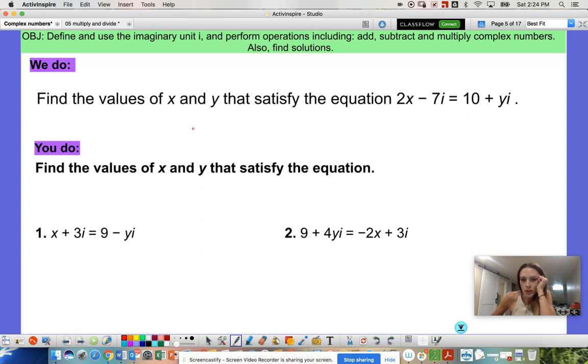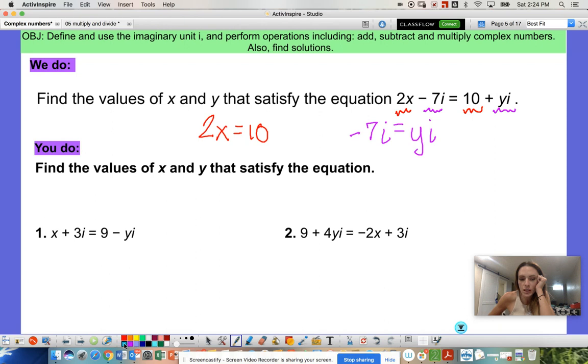For this one, we need to find the values of x and y that satisfy the equation. We have real numbers, which are this one and this one, and then we have our imaginary numbers, which are this one and this one. So we can just set our reals equal to our reals, and then set our imaginaries equal to our imaginaries. -7i equals yi, and then we just solve.